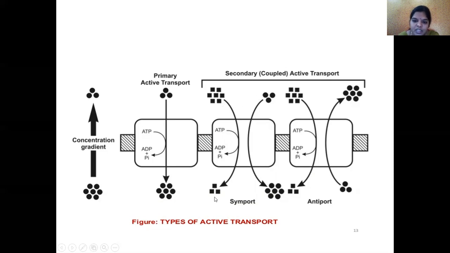And in symport, these two ions will be traveling in the same direction. See, this arrow goes down and this arrow is also down. So this is symport. And in case of antiport, see, this arrow is down and this arrow is up. So the ion transfer is opposite in case of antiport. So secondary active transport does not require direct ATP for transportation of ions. In case of primary active transport, it directly requires ATP to transfer ions.